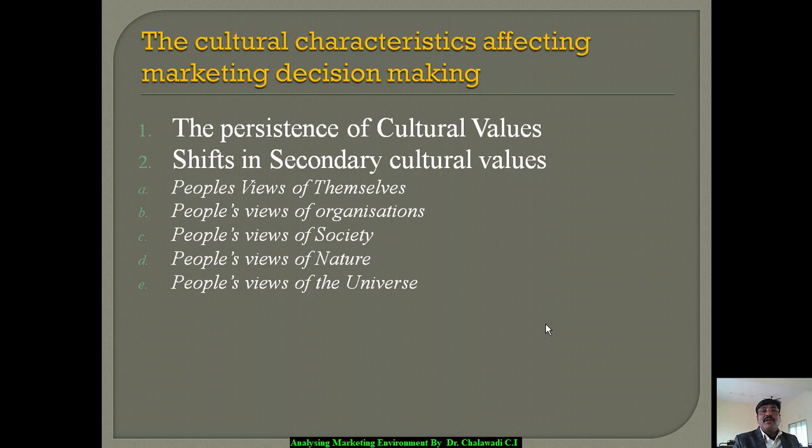First point is the persistence of cultural values. What are cultural values here? People in a given society hold many beliefs and values. Their core beliefs and values have a high degree of persistence. For example, every person staying in a society has his own beliefs, his own ideas, his own traditions, his own customs. In America particularly, Americans believe in individual freedom, hard work, getting married, achievement and success.